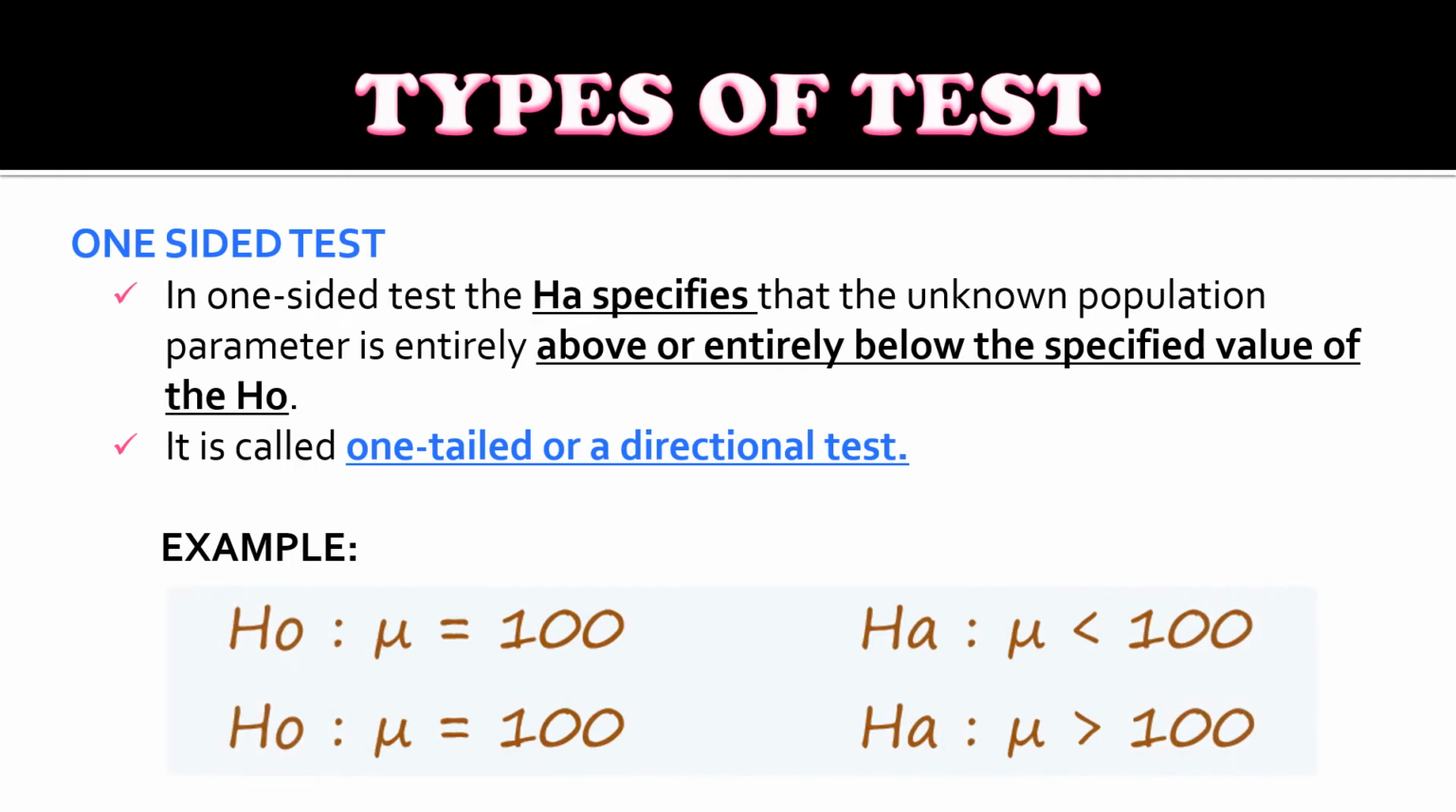For example, for the null hypothesis, we have mean equals 100. For its alternative, we have mean is less than 100. Next, we have null hypothesis, mean is equal to 100. For the alternative hypothesis, mean is greater than 100.